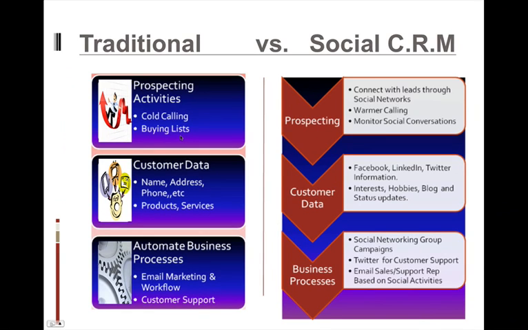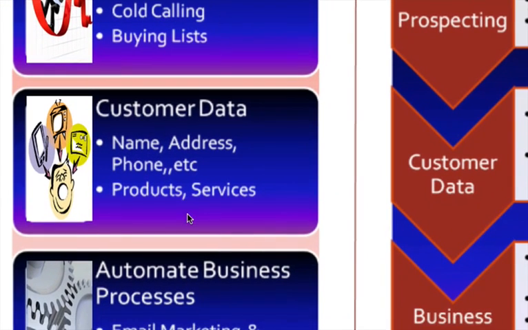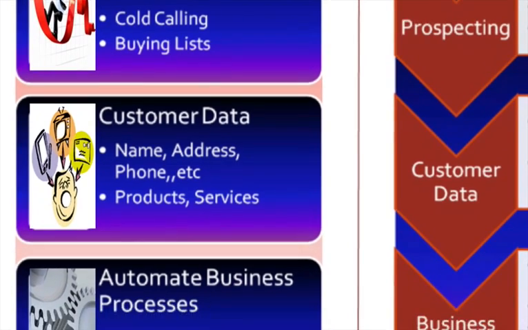Let's take another area of traditional CRM and talk about customer data. Traditional CRM systems have everything from the name, address, phone number and email address of the customer, and of course the product or service they've purchased from your business. It's useful information and still relevant in today's business and today's CRM strategy.